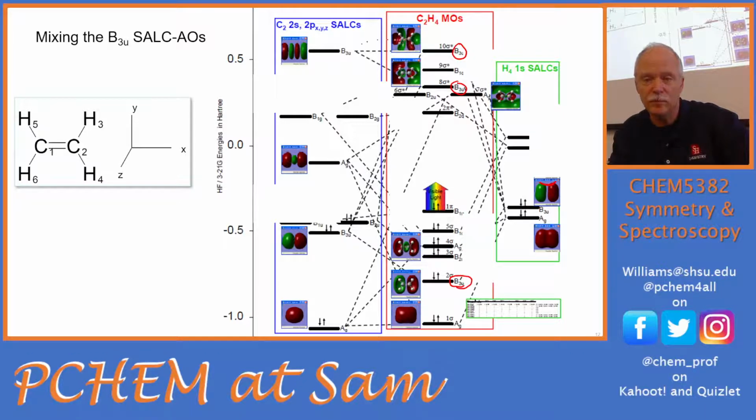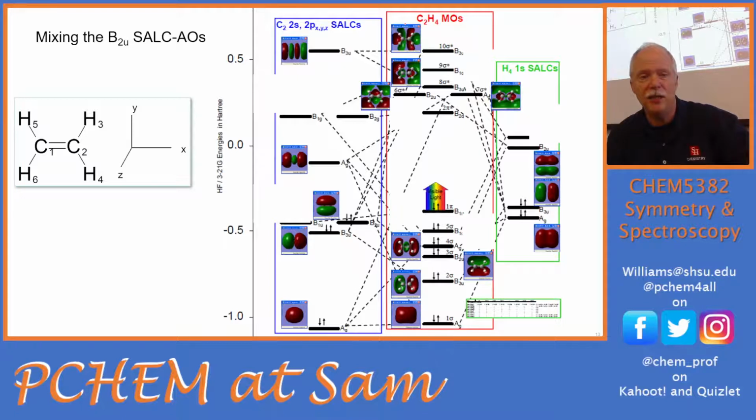Okay. And then this one, these 2px orbitals, you're going to have hydrogens on the outer side of that. And so those hydrogens can be red on the green side and green on the red side, and you end up with this particular picture. So that's the three molecular orbitals that come from the B3U combination.